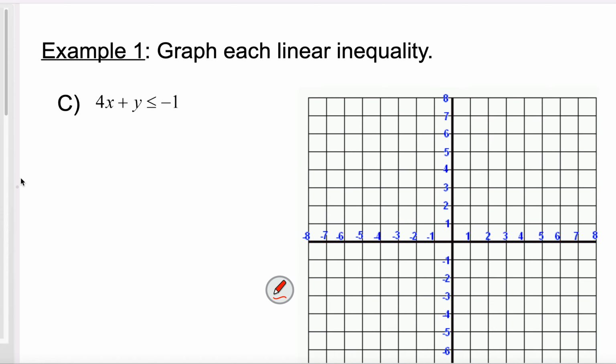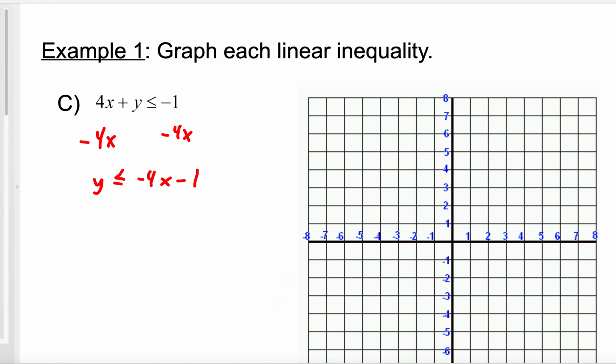All right, this one here is not in y equals mx plus b form, so let's do that first. Let's put this in y equals mx plus b form. To do so here, we're going to have to go ahead and subtract 4x from both sides. So we get y is less than or equal to -4x minus 1. So let's plot that out.